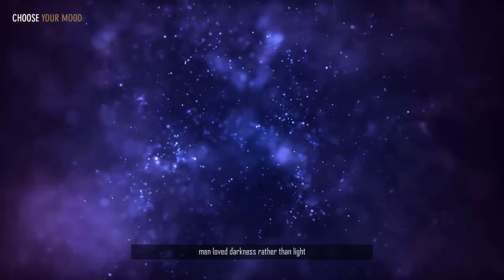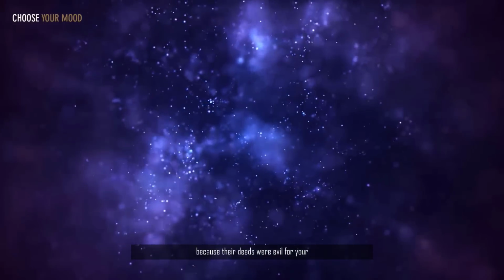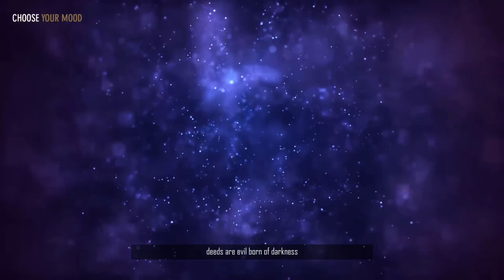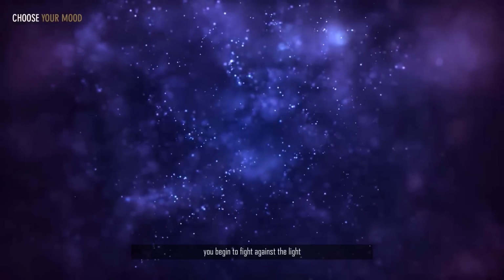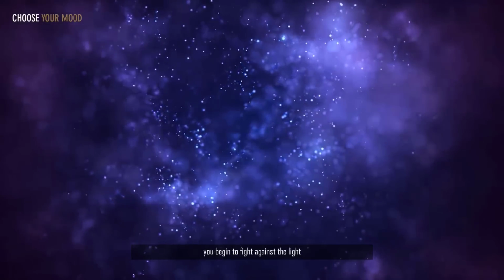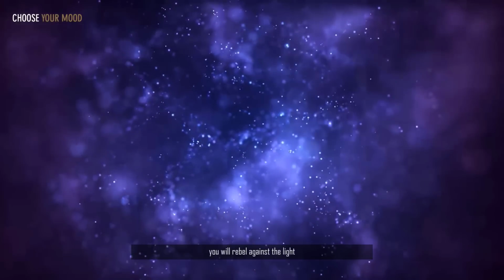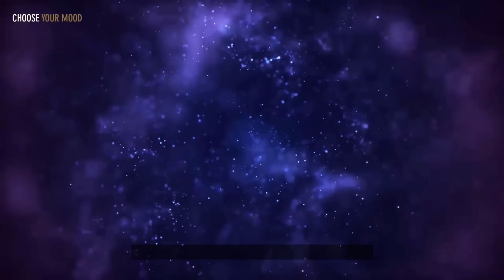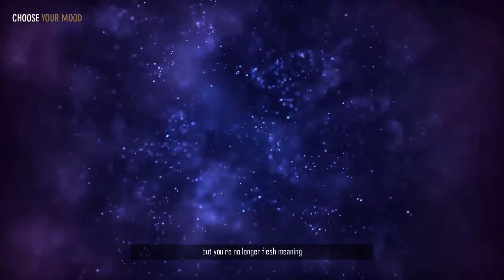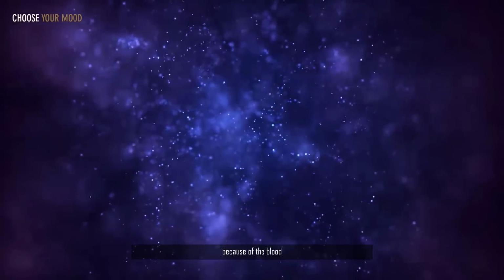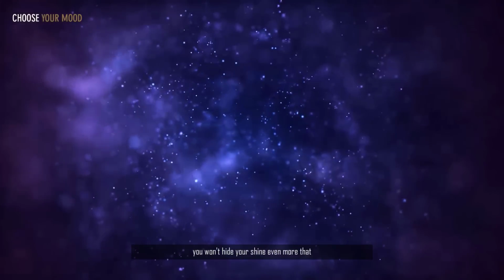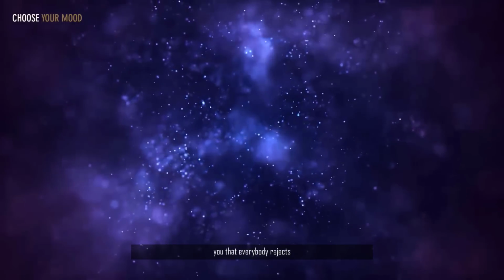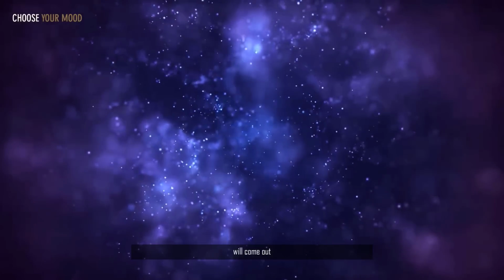Men love darkness rather than light because their deeds were evil. When your deeds are evil, born of darkness, you begin to fight against the light. You will rebel against the light. But you're no longer flesh, meaning because of the blood, you won't hide, you'll shine even more. That hidden person you had on the inside of you that everybody rejects will come out.